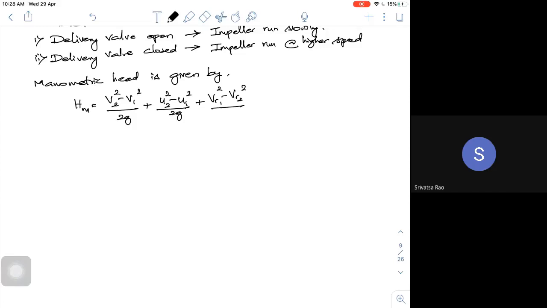See, as the pump is initially not delivering the fluid, I am in a position to find what should be my speed, at which the pump should start delivering the fluid. So if that is the case, your V1 almost comes to 0, so this quantity will be negligible. Your relative velocity term also will be negligible. What is the minimum speed required for it?